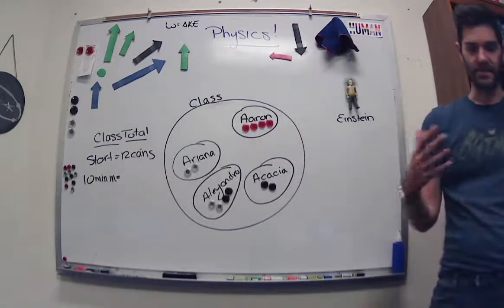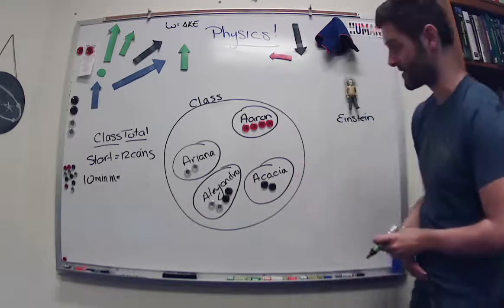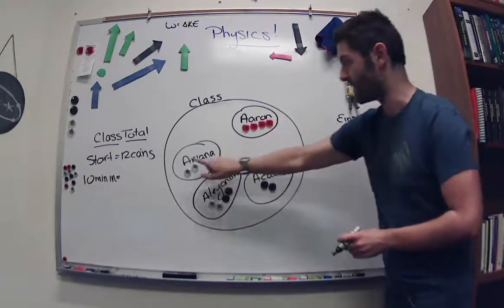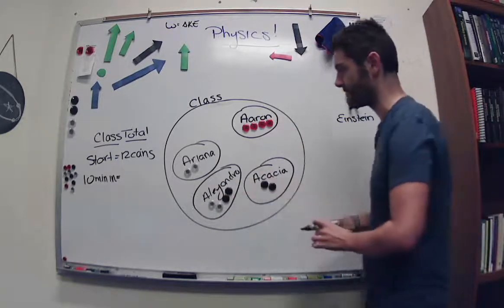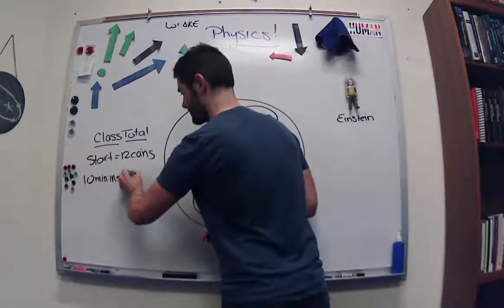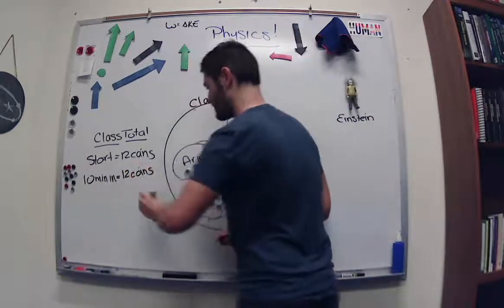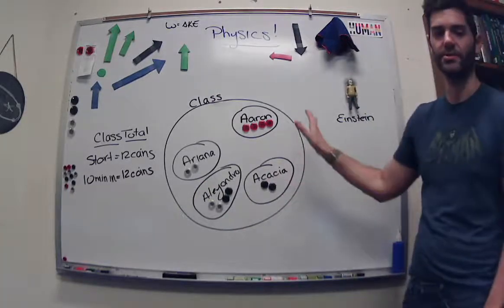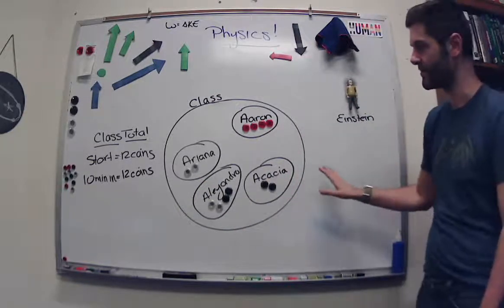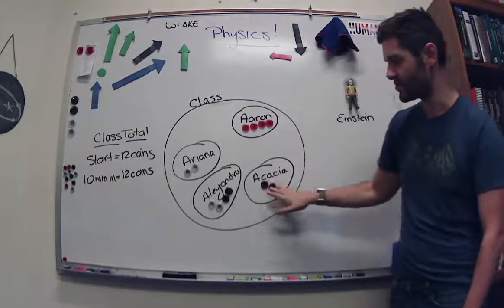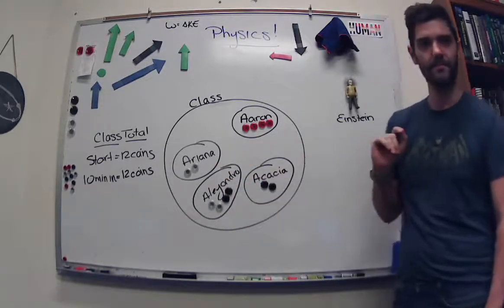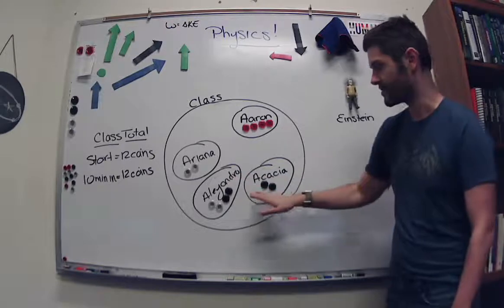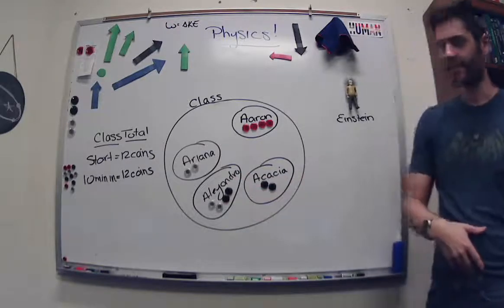10 minutes in, I could stop and say how much currency is in the class. 1, 2, 3, 4, 5, 6, 7, 8, 9, 10, 11, 12. 12 coins. The total amount of currency has not changed. The total amount of currency has been conserved, though it has changed hands a little bit. Ariana and Acacia gave some to Alejandro, for example.